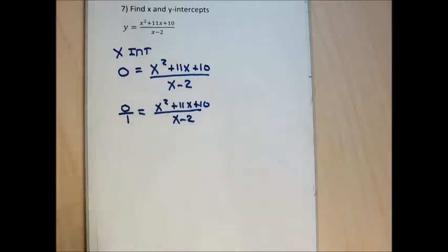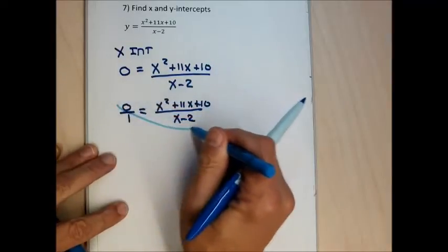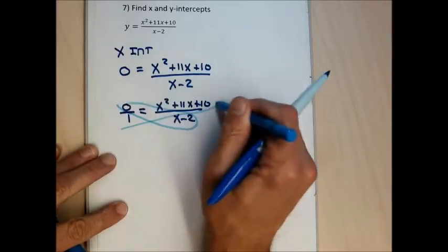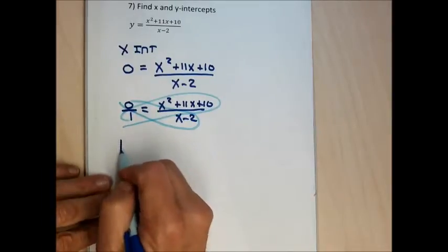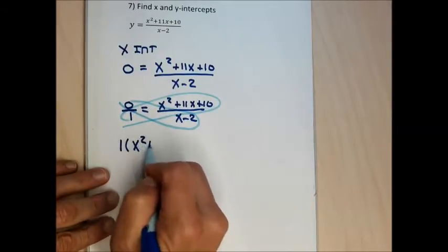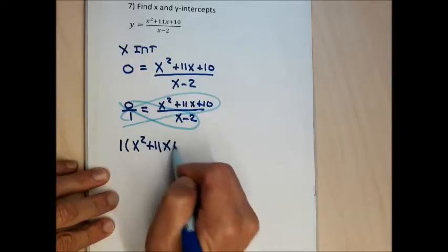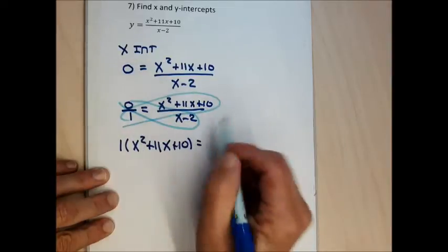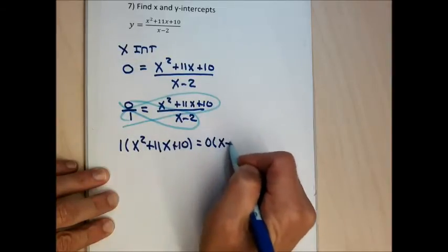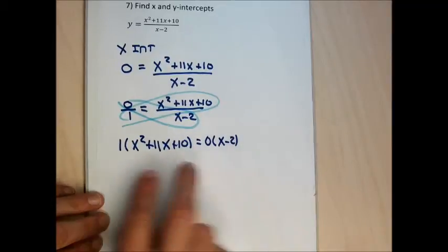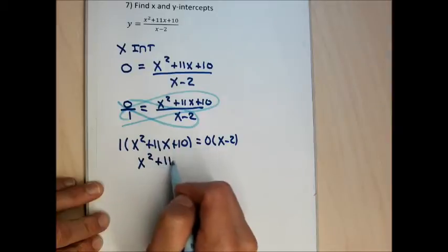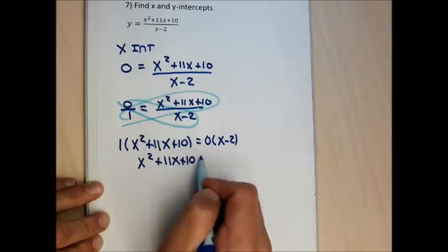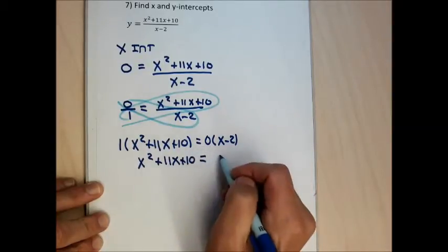And then once I get it set up like that, I can cross multiply. When you have one fraction equal to another like that, you can cross multiply. Cross multiplying up, I get 1 times x squared plus 11x plus 10. And cross multiplying down, I get 0 times x minus 2. The nice thing about this, easy multiplication there, 1 times anything is itself, so you get x squared plus 11x plus 10. And on the right-hand side, 0 times anything is 0.